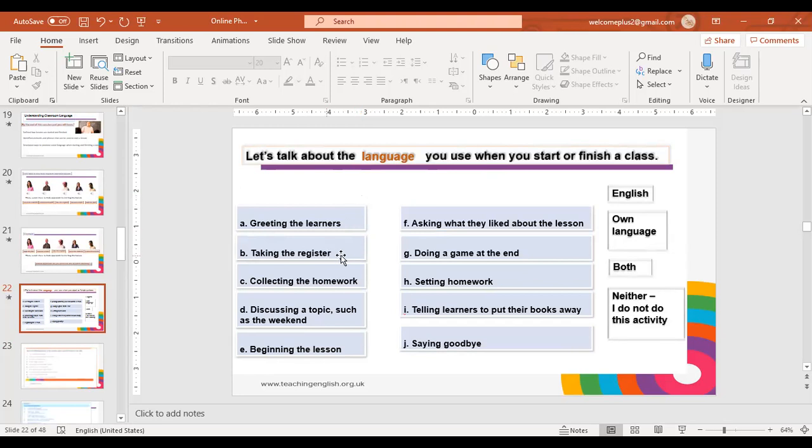Okay, what about taking the register? What do you usually say to your students? I usually get the register later, by calling names? No, I just count them and put the number on the board. Yes, thank you. What about collecting the homework?